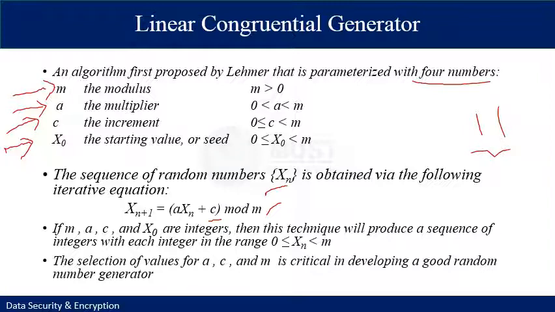The selection of values for a, c and m is very critical in developing a good random number generator. For many reasons, we would like the value of m to be very large, so that there is potential for producing a long series of distinct random numbers. A common criterion is that m is nearly equal to the maximum representable non-negative integer for a given computer. So for a 32-bit computer, a value of m equal to 2 raised to the power 31 is typically chosen.